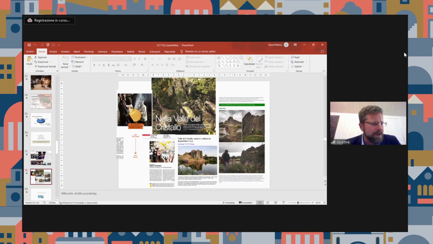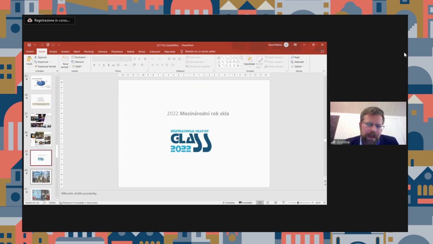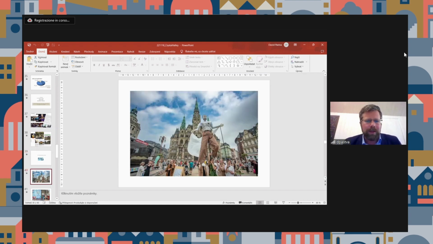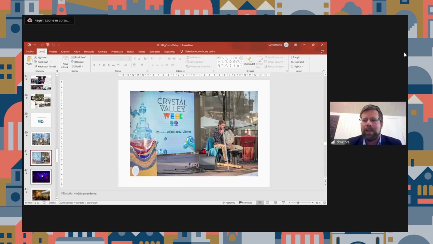This year, 2022, is the International Year of Glass. We started a very new event for our place. This picture is from Liberec in front of the historical town hall. There is the beginning of our so-called Crystal Valley Week, which was the first year of this festival. We held it at the end of August 2022, and here are just some impressions from this festival, which should be the new event for the region, and which could also be an event for international guests.